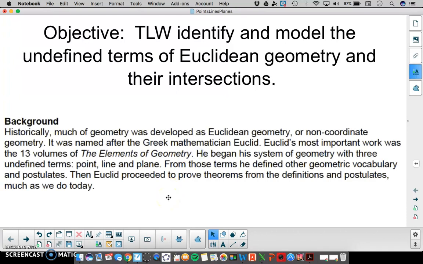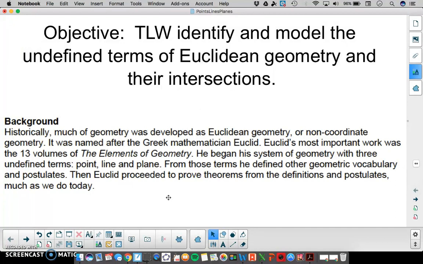Back in ancient Greece, this guy named Euclid was a geometer, which meant he studied geometry. He wrote a book called The Elements of Geometry, which had 13 volumes. Up until the last 200 years, it was actually the most printed book in all of history besides the Bible. So we've been studying geometry for a very, very long time.